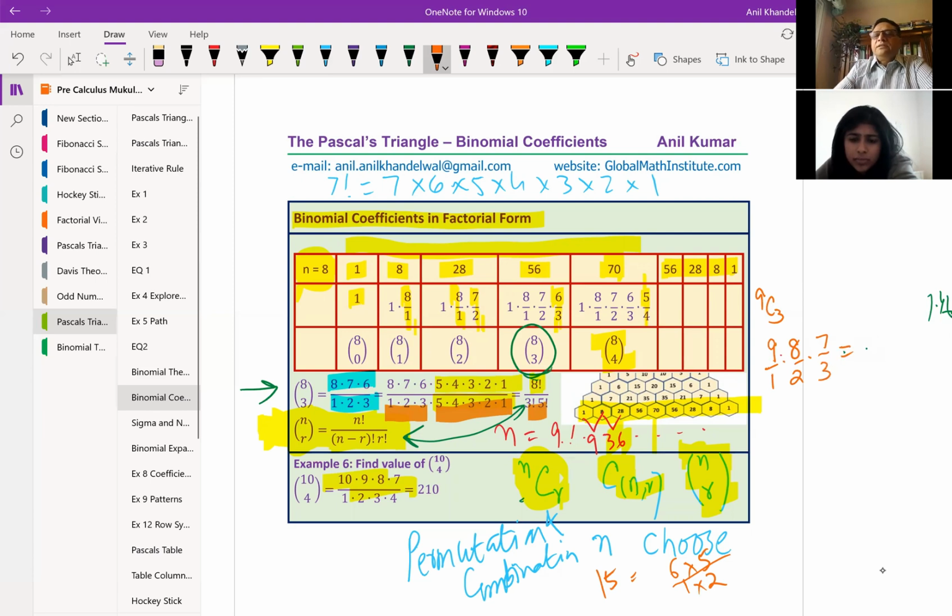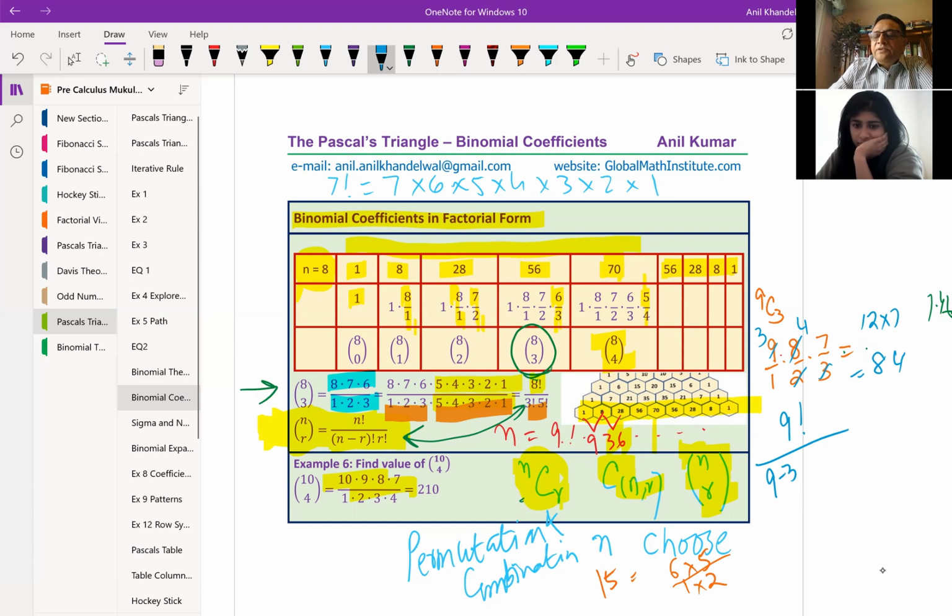So you can always calculate this. Easy calculation. You can simplify: you get 12 times 7 as your answer, which is 84. Is that clear to you? That's one way of doing it. The other way is 9 factorial over 9 minus 3 factorial times 3 factorial, which is 9 factorial over 6 factorial times 3 factorial.